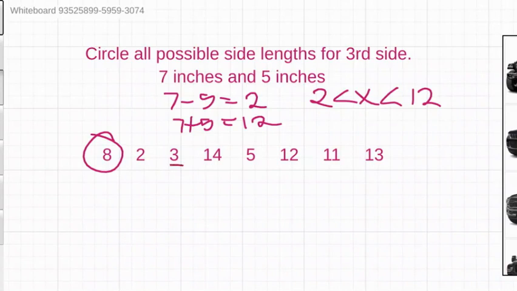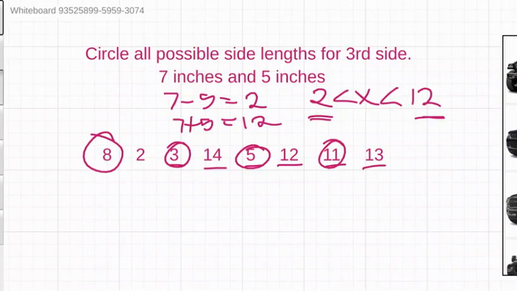Does 3 fit with 12 and 2? It does, so we'll circle that. Does 14 fit in between 2 and 12? It does not, so we'll leave it. Does 5 fit in between 2 and 12? It does. It can go right in the middle, so we'll circle it. Does 12 fit? No, because 12 is right there. It can't be in the middle, so we'll leave it. Does 11 fit? Yes, 11 fits. And does 13 fit? No, it doesn't.